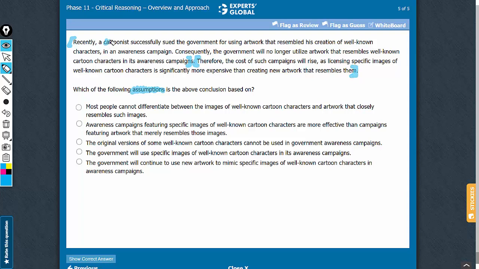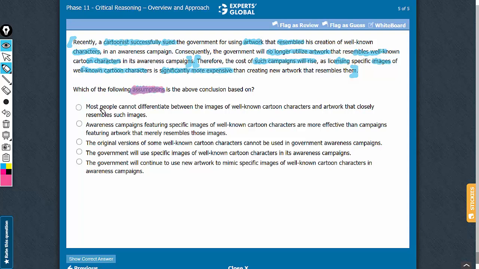The paragraph says that a cartoonist successfully sued the government for using artwork that resembled characters created by the cartoonist. Consequently, the government will no longer utilize artwork that resembles well-known cartoon characters. And then the conclusion has been reached that the cost of such campaigns will rise as licensing specific images of well-known cartoon characters is significantly more expensive. We need an answer choice that strengthens the conclusion and something that must be true for the argument to hold ground.